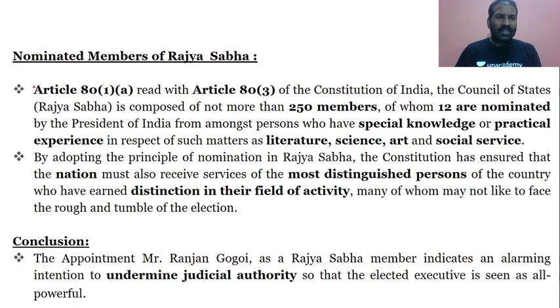So, Article 81 of A and Article 80 of 3 of the Indian Constitution deal with how the Council of States is composed, wherein we know that it has 250 members, and out of these 250 members, 12 are nominated by the president under Article 81 of A and Article 80 of 3. So, the president has the power, enshrined in the Constitution of India, to nominate members who have special knowledge or practical experience in literature, science, art or social service.